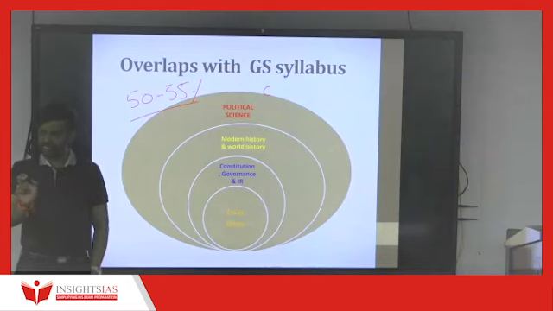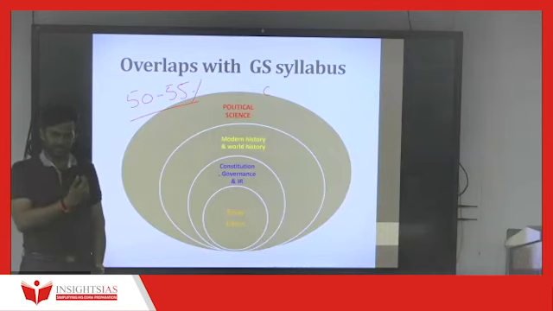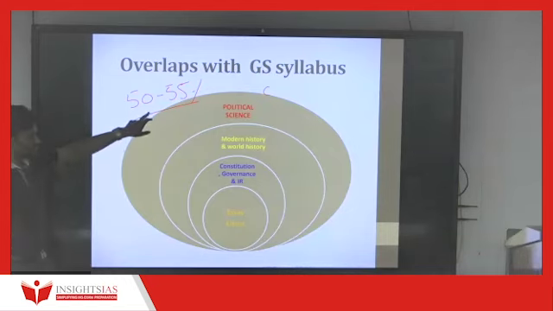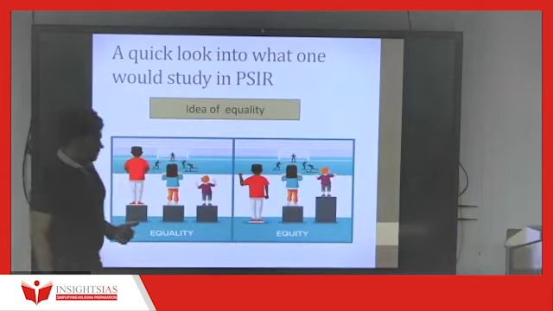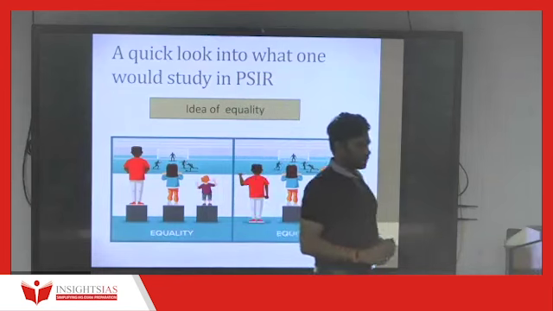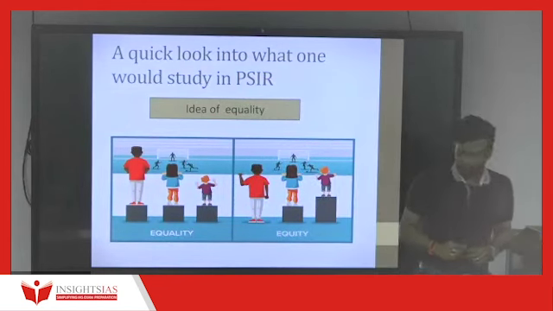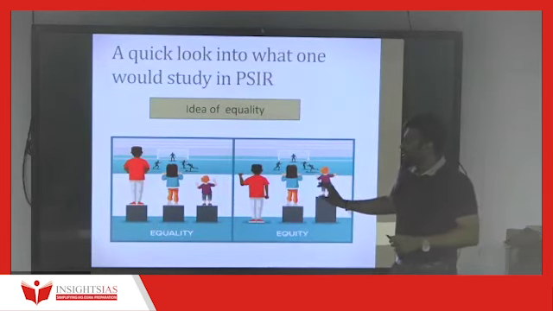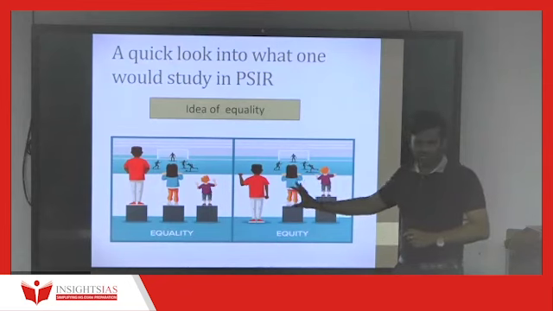So there is a slight difference that you will understand once your classes start, or once you even start preparing in that regard. So this is one of the biggest advantages of political science. And one small example to show you what we'll be reading in political science. This is a basic idea of what we'll be reading in political science.